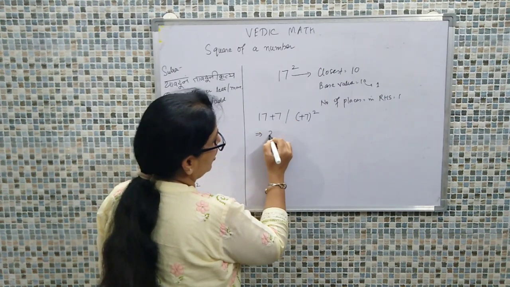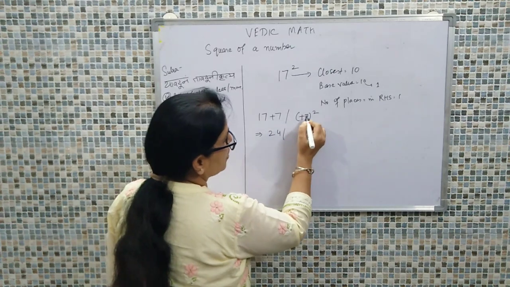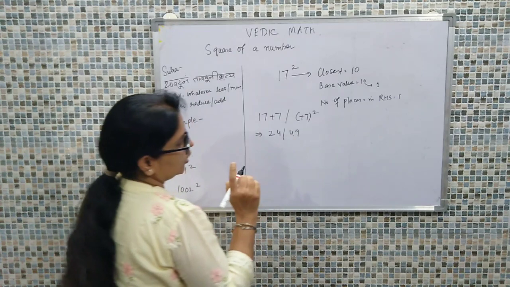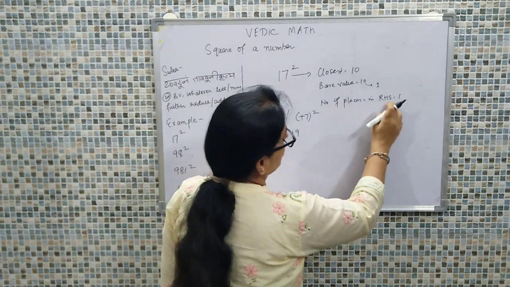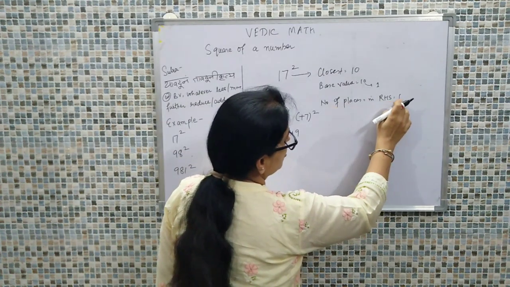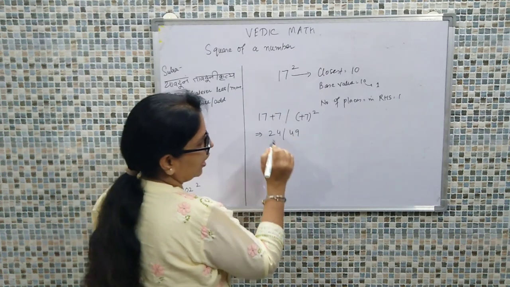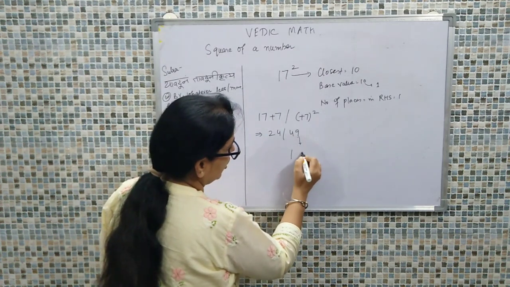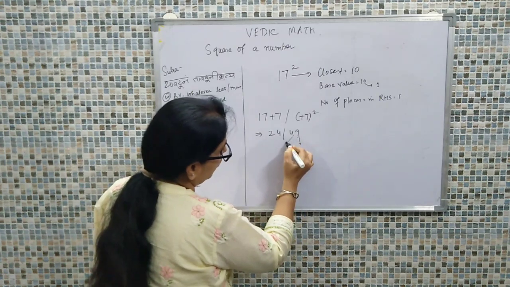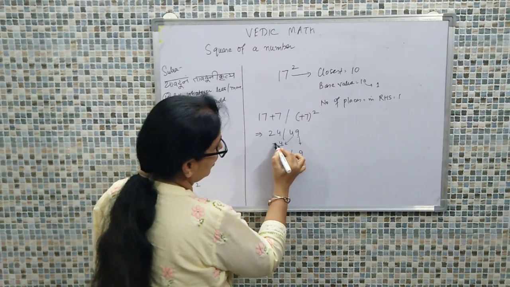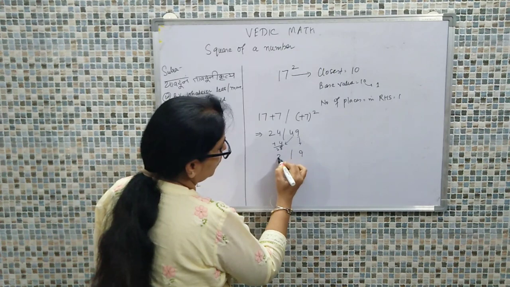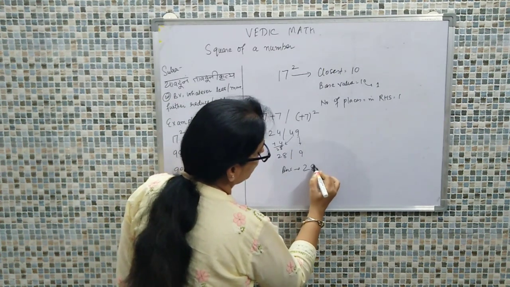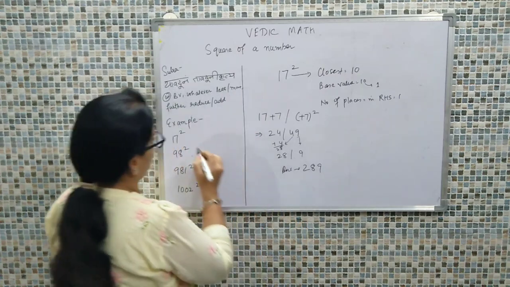17 + 7 will be 24, and plus into plus is plus, and 7 sevens are 49. Now what we have identified is that the number of places in the RHS has to be 1. Here we are having 2 places. So what we need to do? We need to retain this particular value. हमने 9 को as it is लिखा, 4 को हम LHS में ले जाएंगे. So this will come out to be 28. तो हमारा आंसर क्या होगा? Answer will be 289.